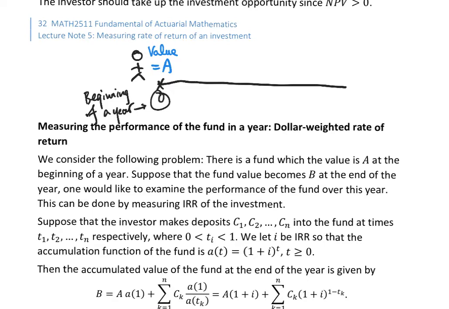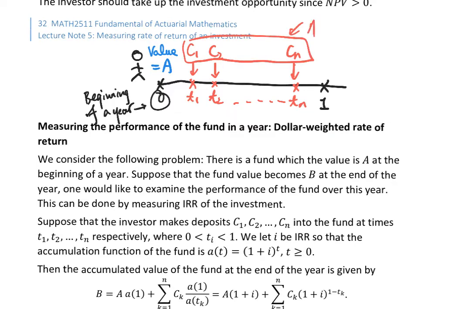Now let's suppose in the coming year, this investor will keep this investment fund, and over this year he will also make some deposits. So let's assume that we invest additional amounts C1, C2, up to Cn at some times over this year. Let's denote them by C1, C2, Cn. These are the additional deposits.